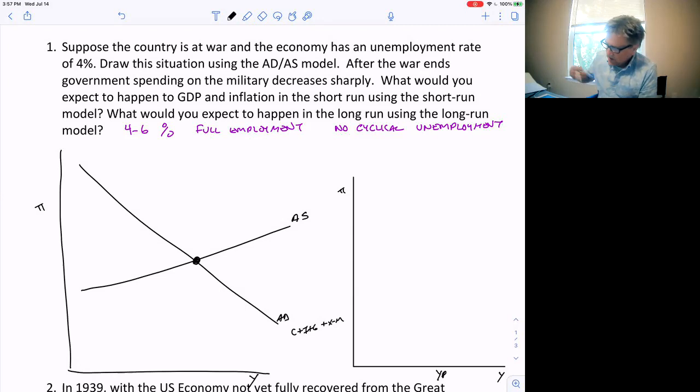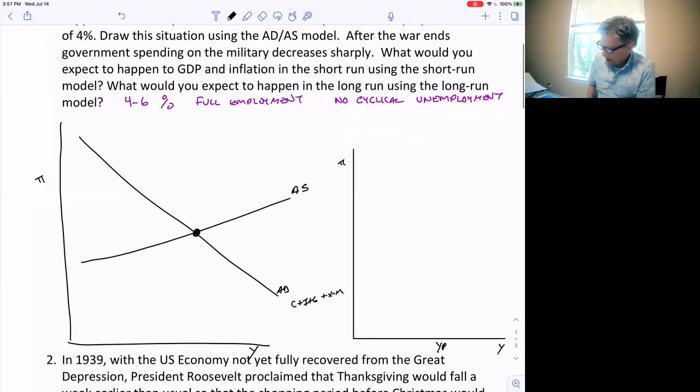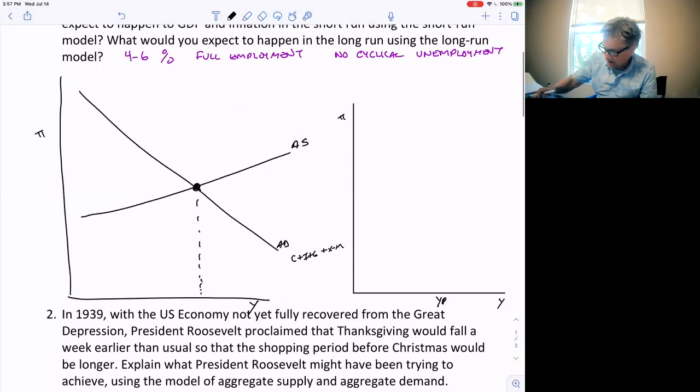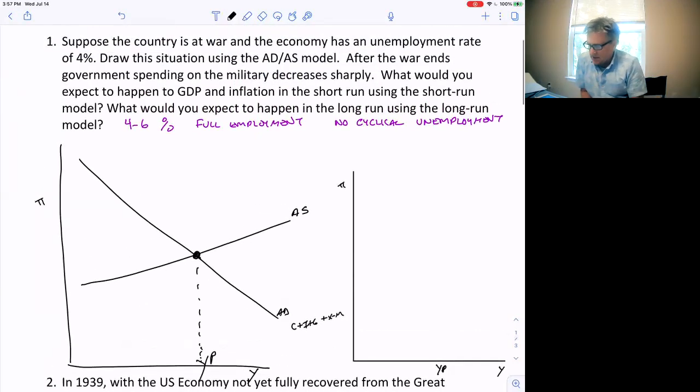So draw the situation using the aggregate supply, aggregate demand model. Well, the intersection then should be at potential. Here's Y potential, real GDP right there. So we're pretty much right at it on the PPF. Maybe the intersection might be beyond it.